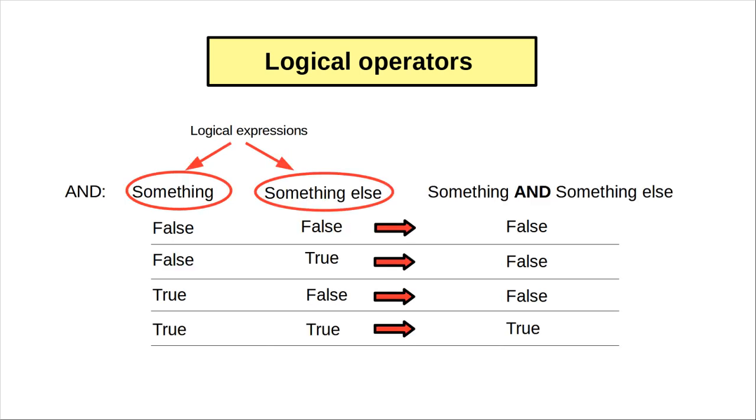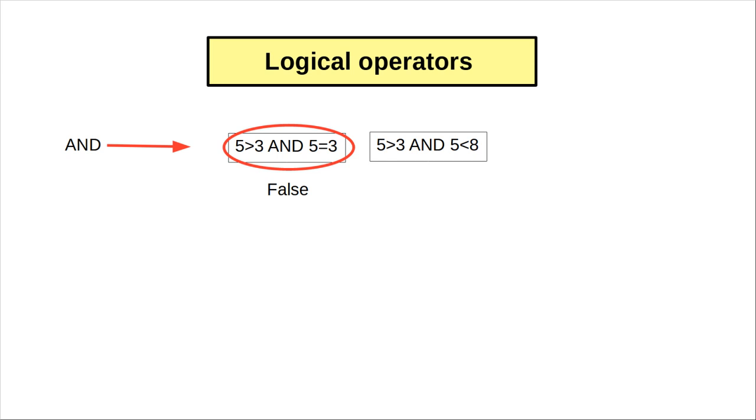The logical operator and acts on two logical expressions and produces a new logical expression. For this new logical expression to be true, both initial logical expressions must also be true. In any other case, the new logical expression is false. For example, this logical expression is false, since the expression 5 equals 3 is false. In simple words, 5 cannot be equal to 3 and greater than 3 at the same time. This logical expression, on the other hand, is true, because 5 greater than 3 is true, and 5 smaller than 8 is also true.